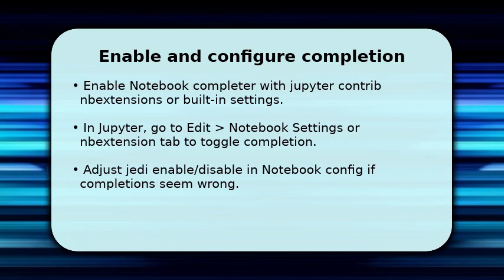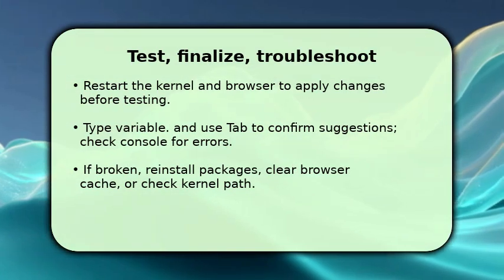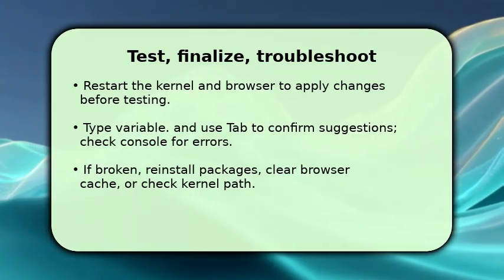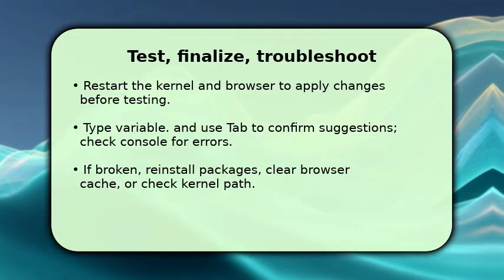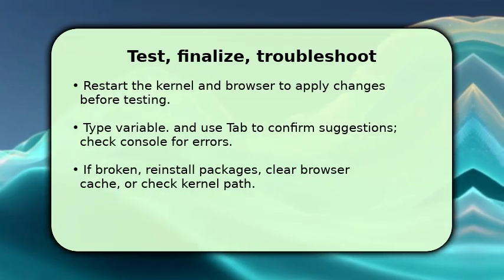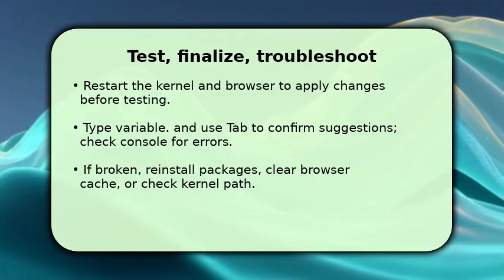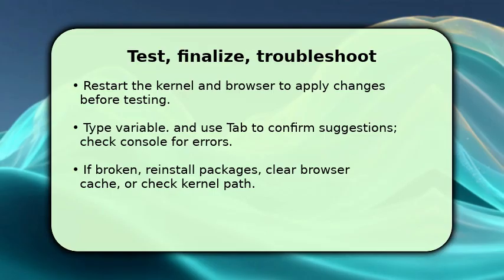Finally, you finalize and verify completion works. Restart the kernel and refresh your browser so the extensions and updated packages load cleanly. Then test by typing a variable name and a dot, or hit tab and observe suggestions. This confirms the kernel and completer communicate.